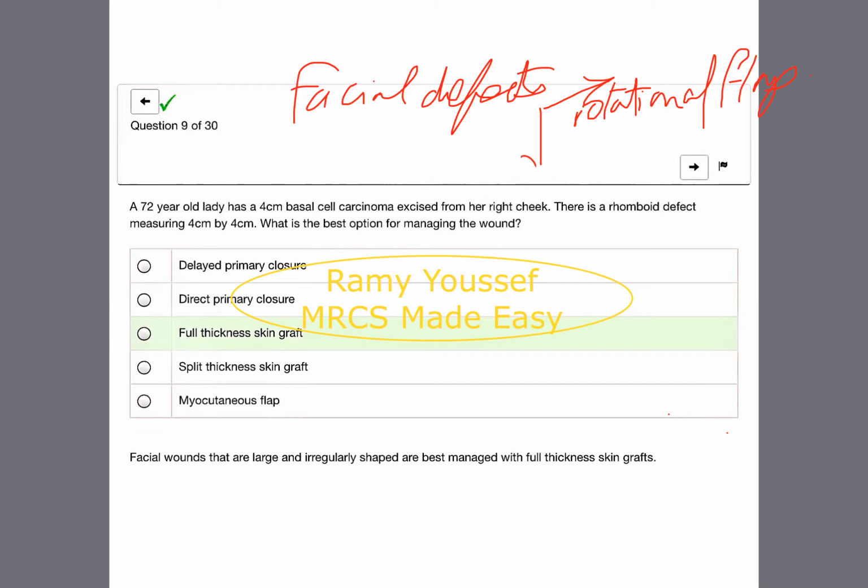The other one is a large defect, and it will come in the exam like this: basal cell carcinoma, excised with a safety margin of 2 or 3 millimeters, or full thickness of the skin, and you'll have to get a full thickness skin graft, maybe from behind the ear, from a smooth, non-hairy skin, to put it on the face. Okay, it will be full thickness.